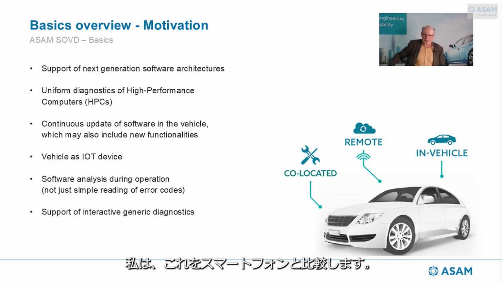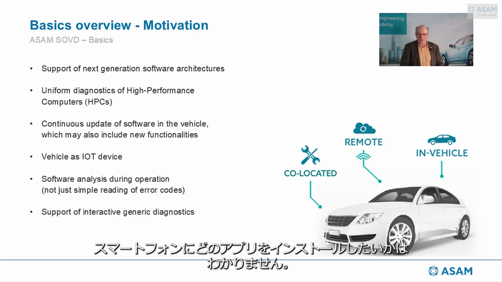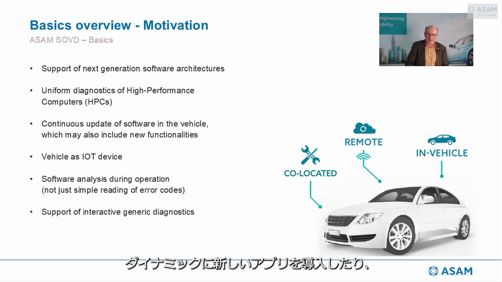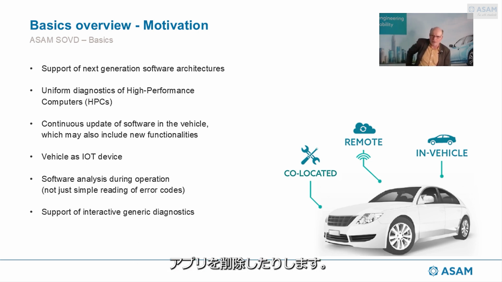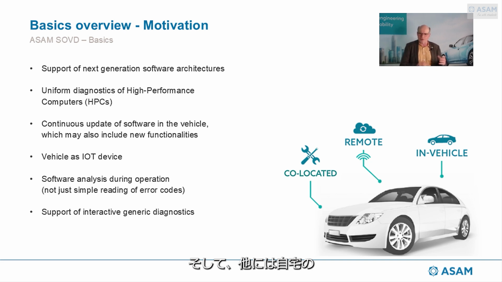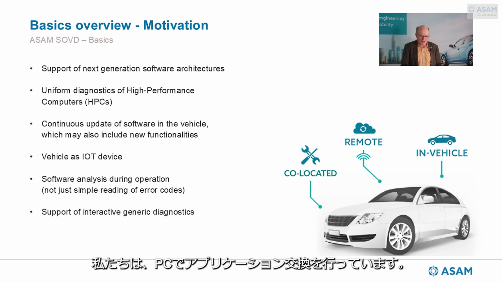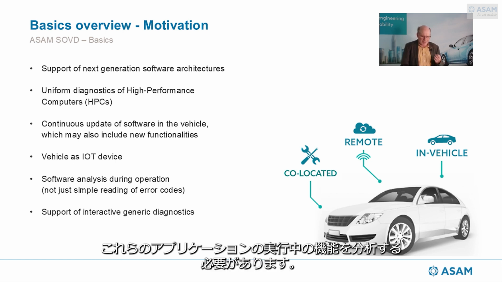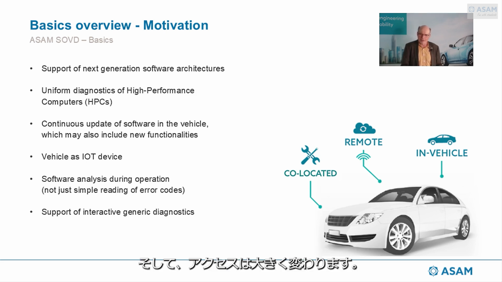I normally compare this with a mobile. You do not know which apps you want to have at the end on your mobile. Dynamically, you bring in new apps or you remove apps and so on. So we see for the future the vehicle as a simple IoT device, and you can compare this with your personal computer at home. With this agile exchange of applications, we must analyze the functionality of these applications while they are running. And this changes a lot, and therefore we no longer work with a byte-oriented access.